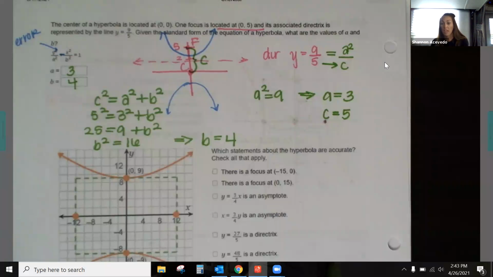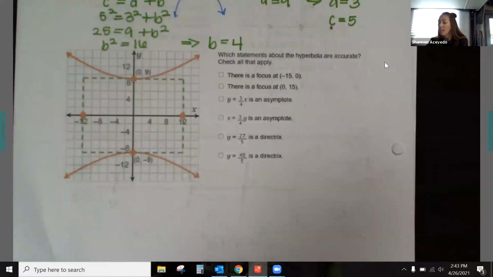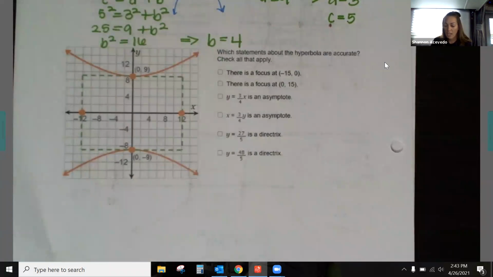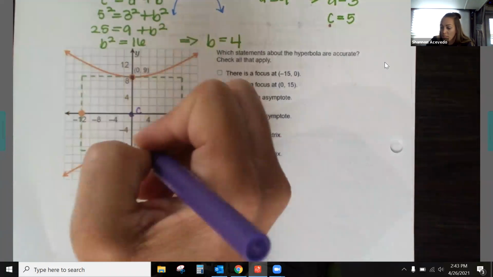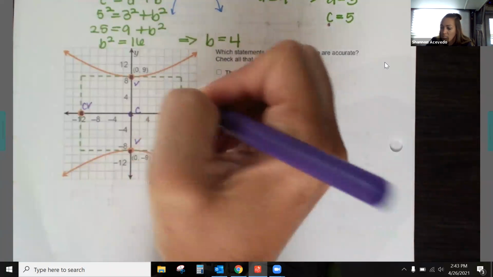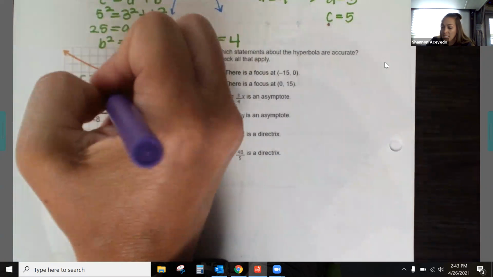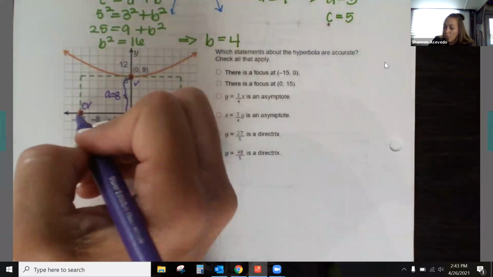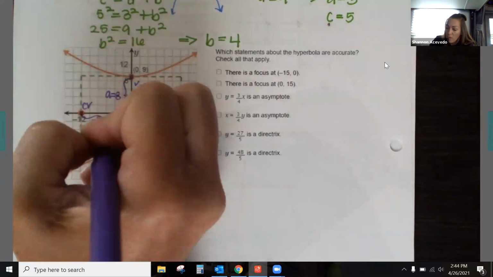And then my last problem is a check all that apply again. So again, even before I look at what these are asking, I like to label things, like what's what. So I know, again, here's my center. These have to be my vertices. This is going to be my co-vertices. The distance from my center to a vertex is my A value. So that distance in this case is 8. So I know A is going to be 8. I know the distance from my co-vertex to the center is my B value. So in this case, that distance is a value of 12.